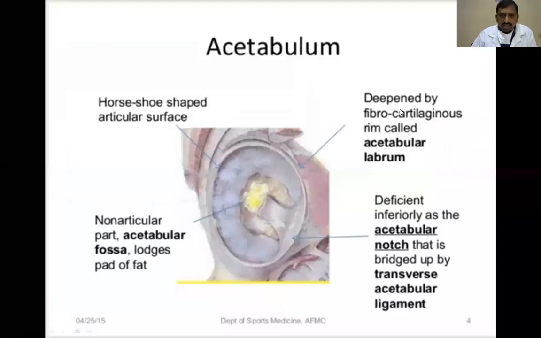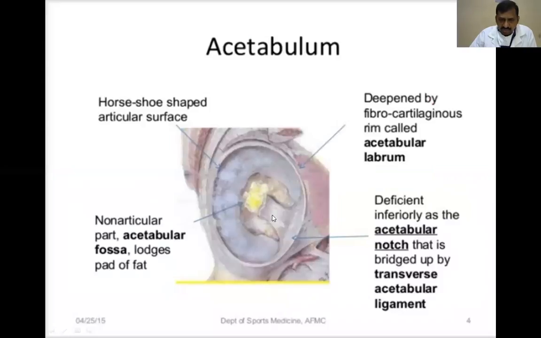Okay. Next, the acetabulum. You see this is the comma shape, or C-shaped, or horseshoe shape. And the central portion of this acetabulum is non-articular. It is filled with fat, and this fat is liquid in form at body temperature.